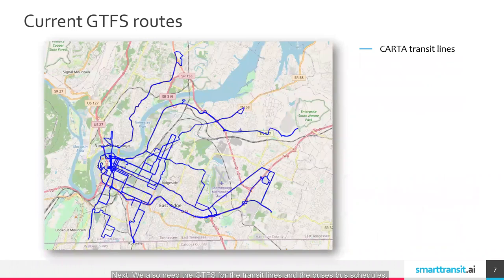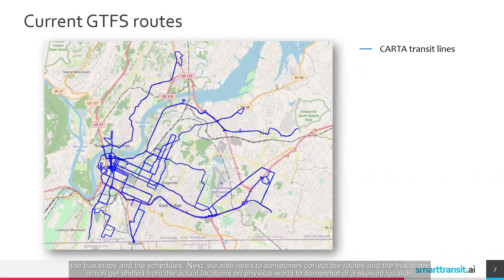Next, we also need the GTFS for the transit lines and the bus schedules, which is provided by the local transit authority. In our case, it's CARTA. The map here shows all the bus lines operating in Chattanooga, and we use this data for getting the bus routes, the bus stops, and the schedules.